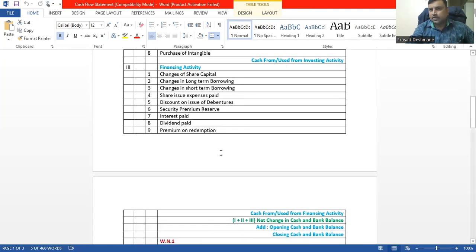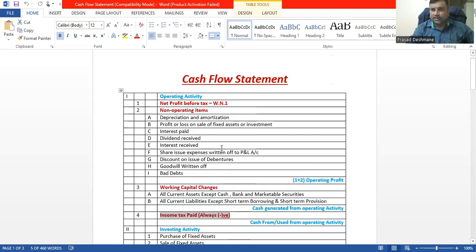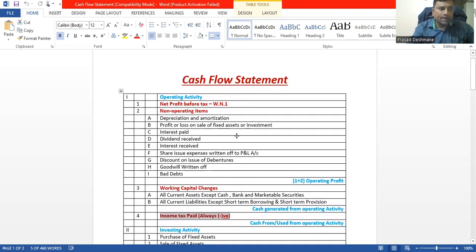I'll explain everything one by one. First of all, in the operating, what does operating mean? To operate the business, what the business incurred, what the business spent, and what the business earned, that we are going to calculate in the operating. Under that, we have four subparts. First one is net profit before tax. That is working note number one. Net profit before tax we always calculate in the working note, and then we record the final balance over here.